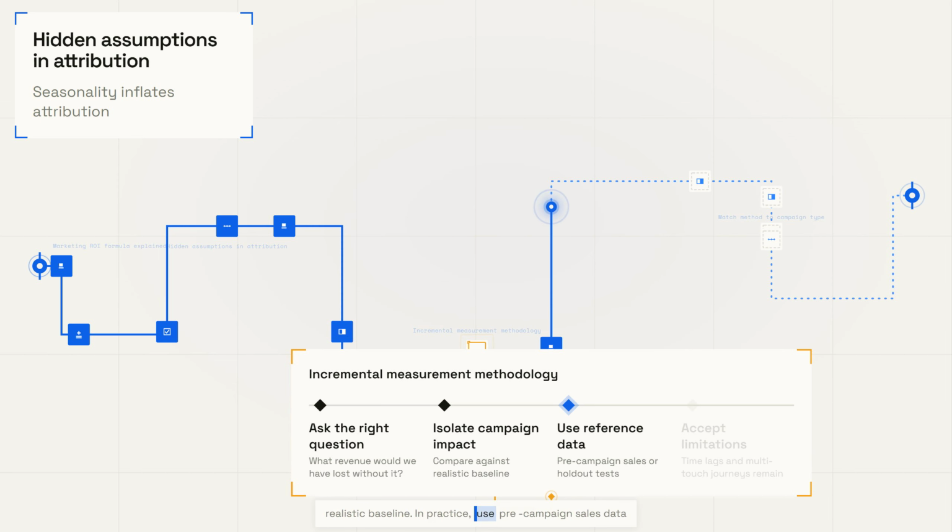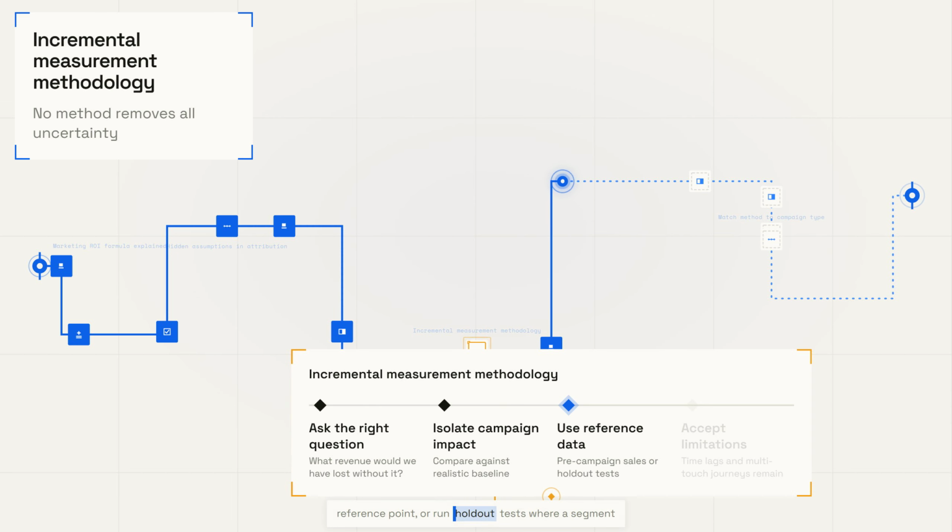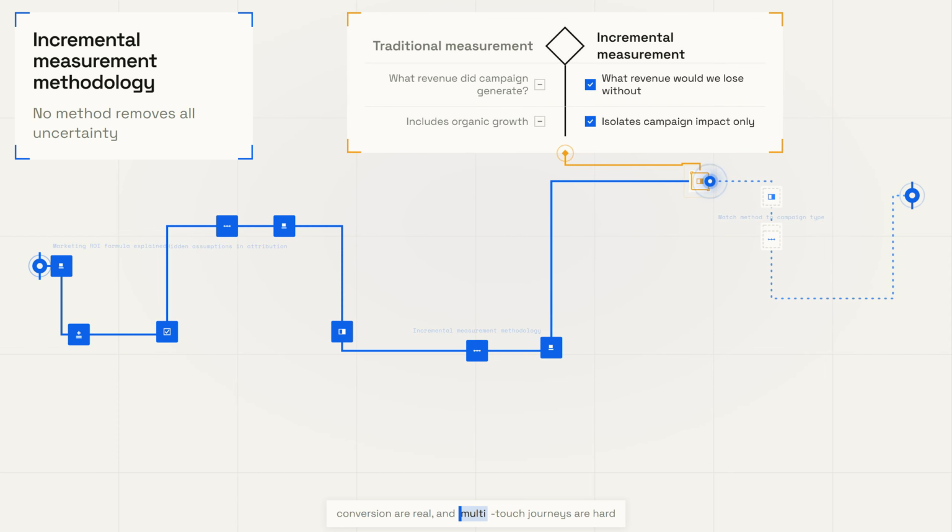In practice, use pre-campaign sales data as a reference point, or run holdout tests where a segment of your audience sees no campaign at all. Of course, it's more work, but it gives a more honest picture of what your spend is doing. And it's worth noting that no method removes all uncertainty. Time lags between spend and conversion are real, and multi-touch journeys are hard to unpick. Incremental measurement reduces the noise, but it doesn't eliminate it.